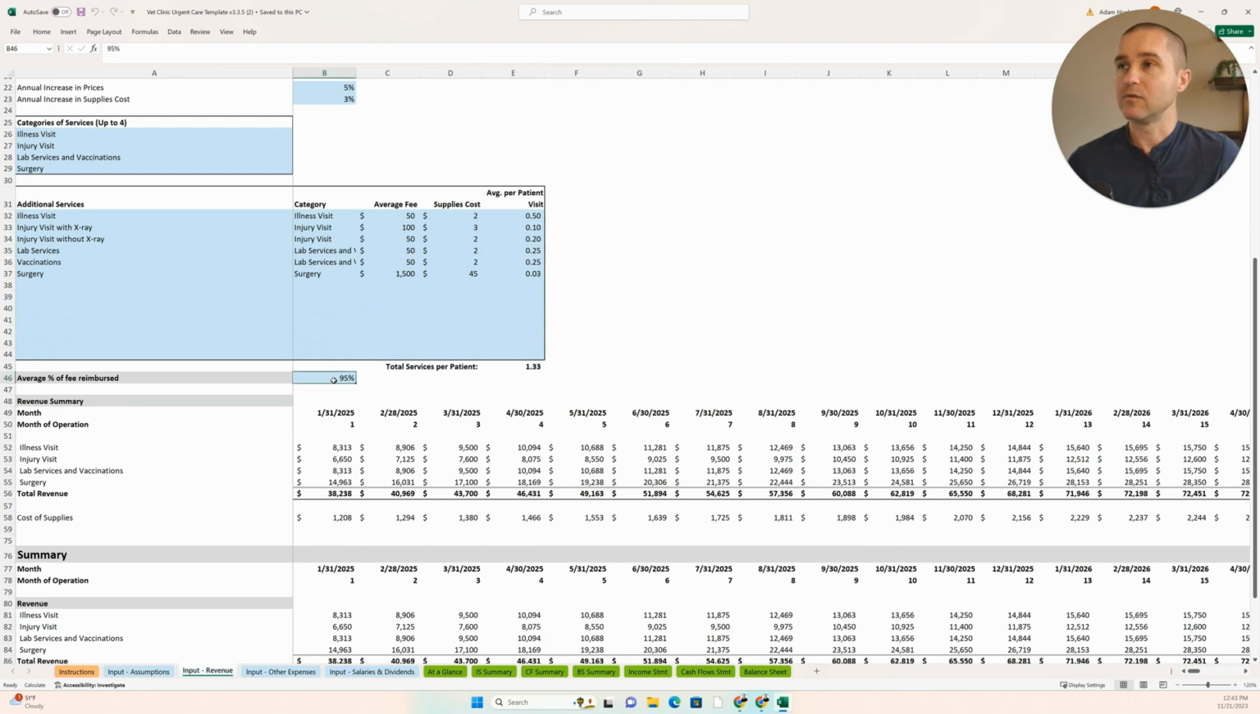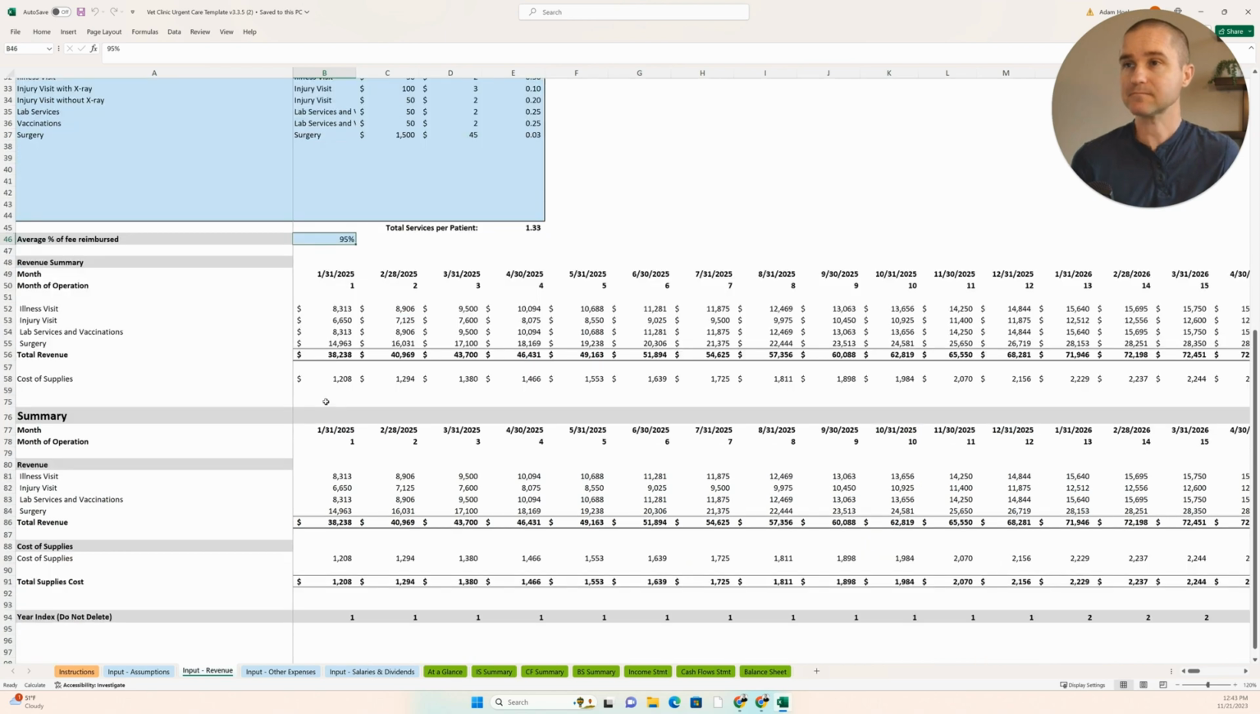All right, so then we need to say, okay, what's the average percent of the fee that's going to be reimbursed? If there is insurance involved, you may not collect the whole amount, or if you just have trouble collecting from some customers that you invoice, there may be less than 100% that you actually collect.